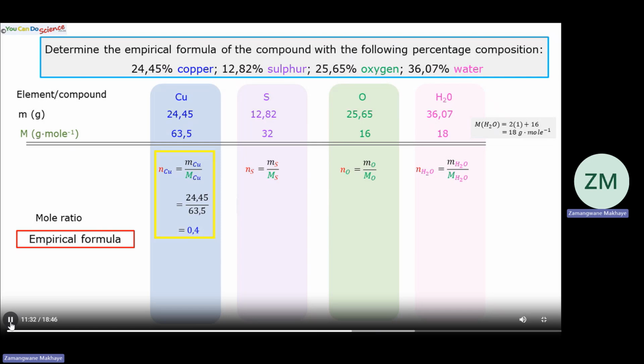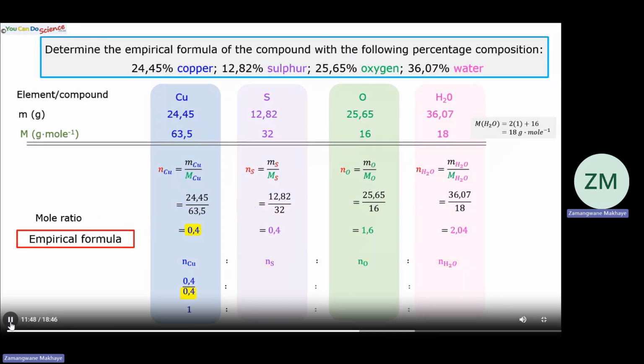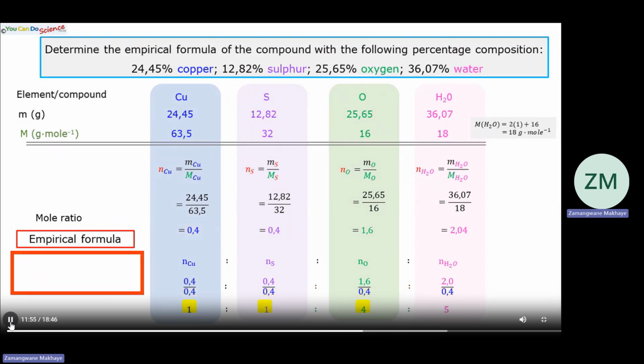Copper, sulfur, oxygen, and water. To get the whole number mole ratio, the smallest mole number must be divided into the number of mole of each element, as well as into the number of mole water. The mole ratio of copper to sulfur to oxygen is 1 to 1 to 4. And these numbers are written as subscripts next to the symbol of each element.